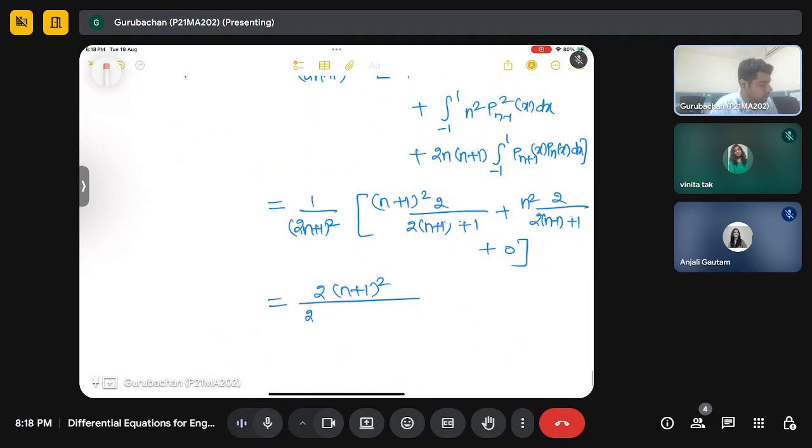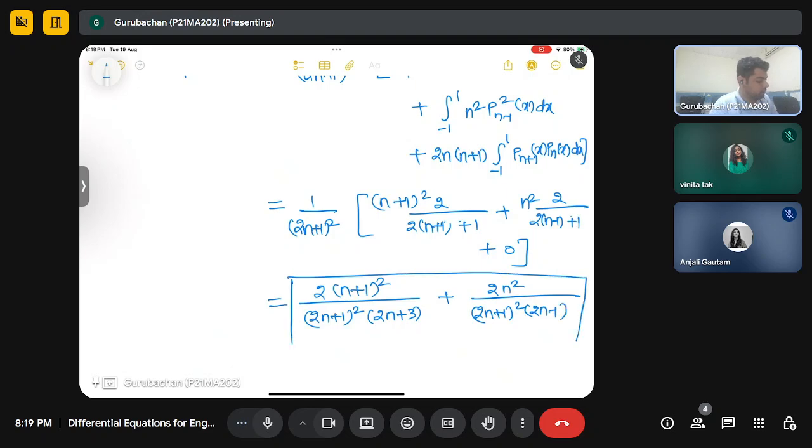So this will give you 2 over (2n plus 1) whole square, times (n plus 1) whole square divided by (2n plus 3), plus n square divided by (2n minus 1). So this will be the value of this particular expression that is asked for in this question.